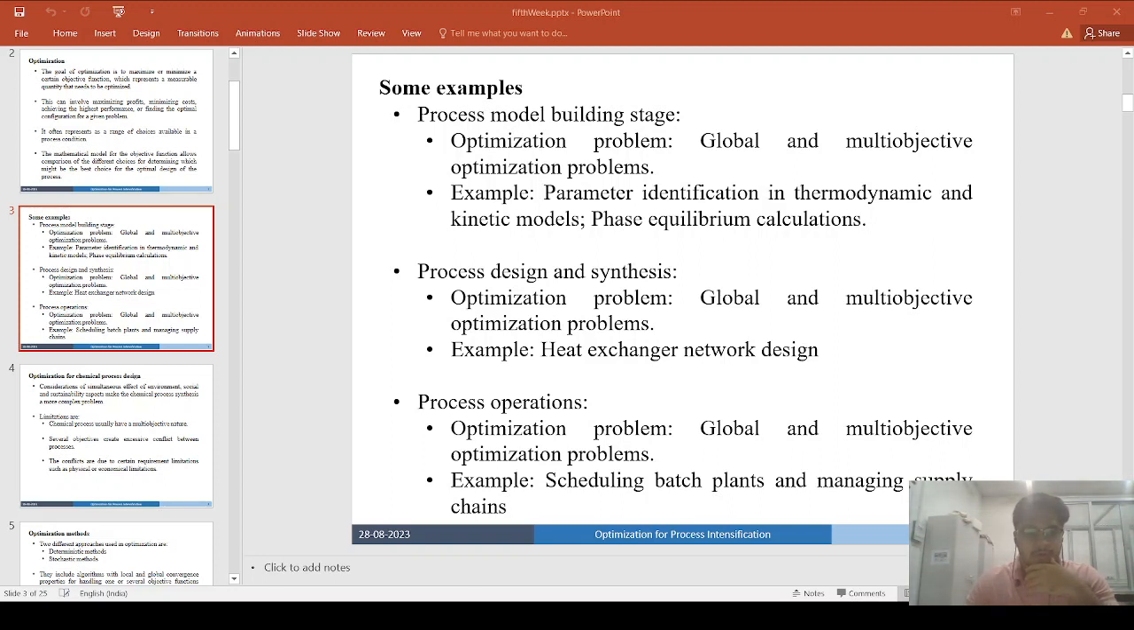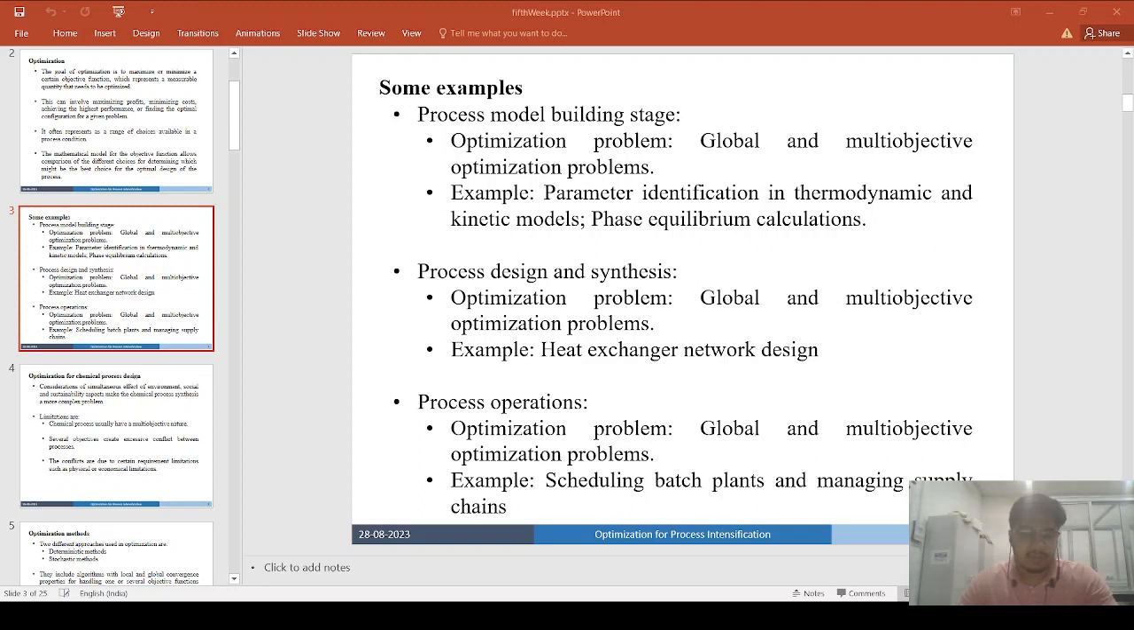And there you will usually find that the objective function is not only a single objective function; there are multiple objective functions. Like we discussed, one of your objectives might be to maximize profit, and another objective would be to cut capital costs and the amount of raw material used, and another objective would be to increase yield. So at the process model building stage, the optimization problem is global in scale and is a multi-objective optimization problem.